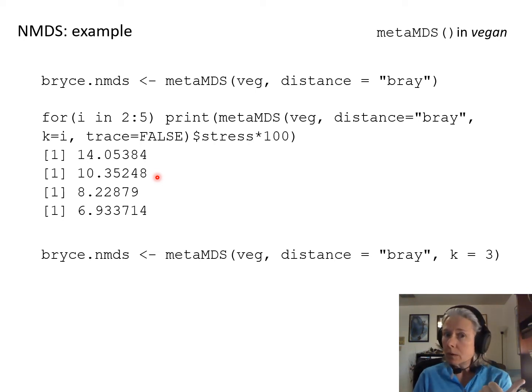Recall that before, when we did the same data set with NMDS from LabDSV, we determined that K equals 4 was the best number of dimensions to use to minimize stress. So this illustrates, again, one of the peculiarities of NMDS. There is no unique solution. In this case, for MetaMDS with a K of 3, our stress value was 10.35%. So now let's make a stress plot.